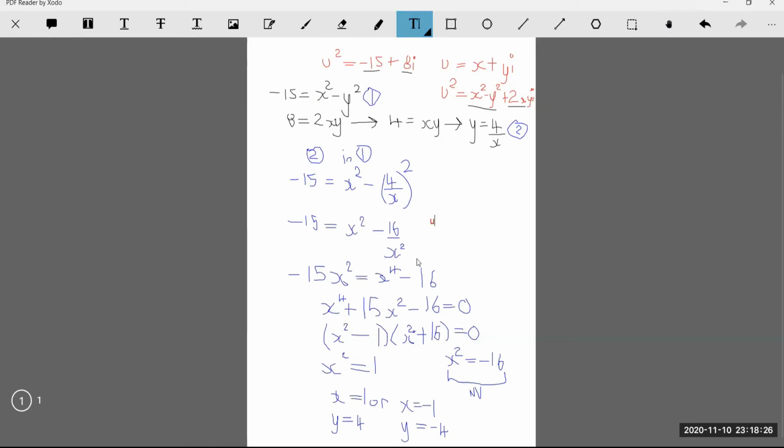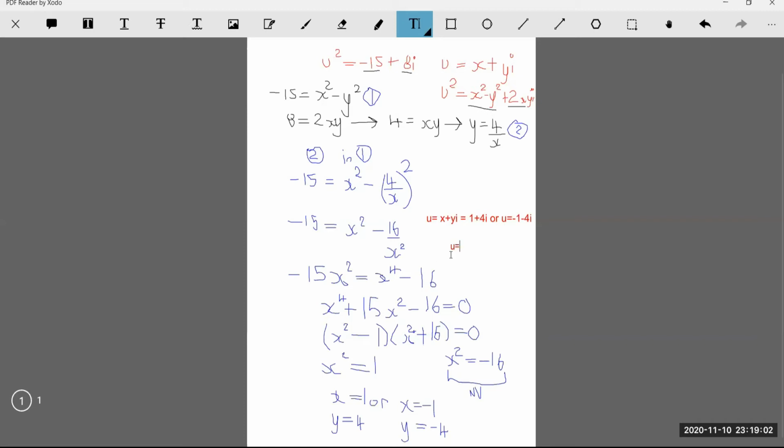So the answer is u is equal to x plus yi. And so u is equal to 1 plus 4i, or u is equal to minus 1 minus 4i. Sometimes you might find that persons write the solution like this.